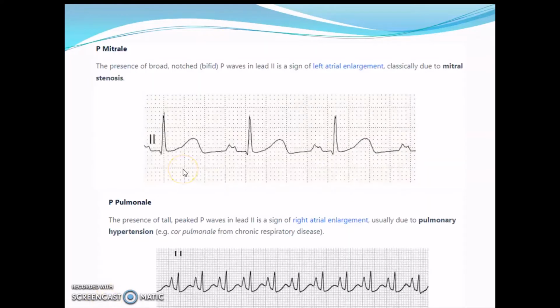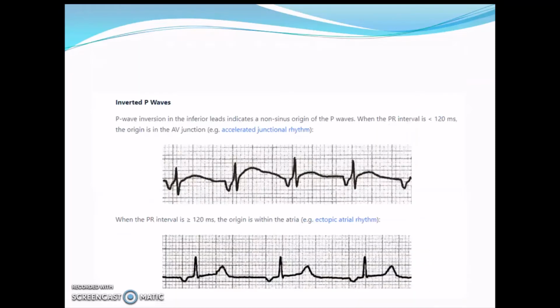So this is an ECG showing a broad P wave in lead 2. This is called P mitrale. It is due to left atrial enlargement, most commonly seen in mitral stenosis. This is an ECG in lead 2 showing a tall P wave that is more than 2.5 small squares. That is usually due to right atrial enlargement due to pulmonary hypertension.